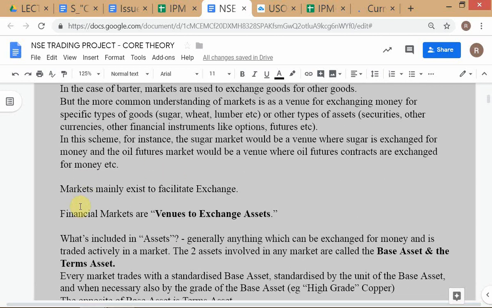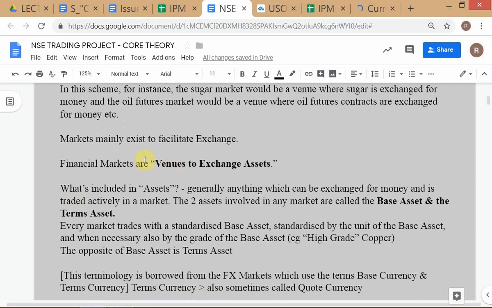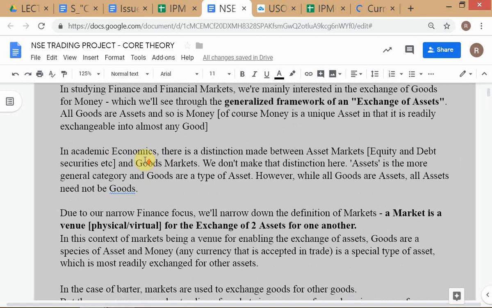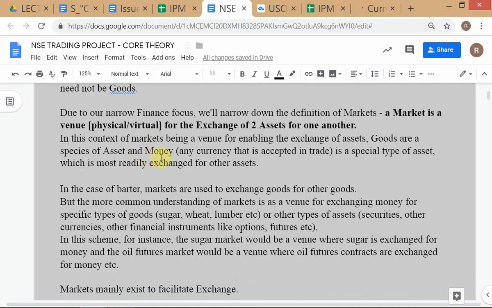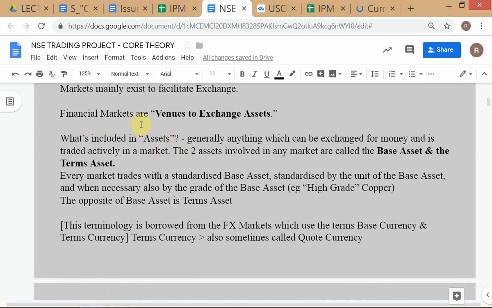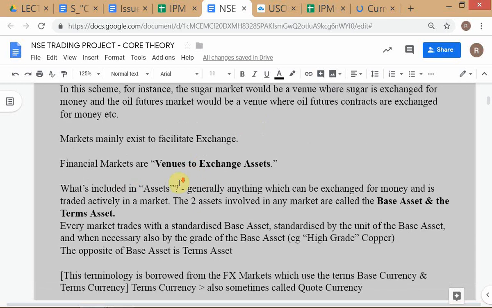So in the longer version of the note, we say that the general definition of a market is goods and services for money. But in the financial market context, we will only talk about assets, which are going to include all goods as well, but we are not going to talk about the exchange of services.